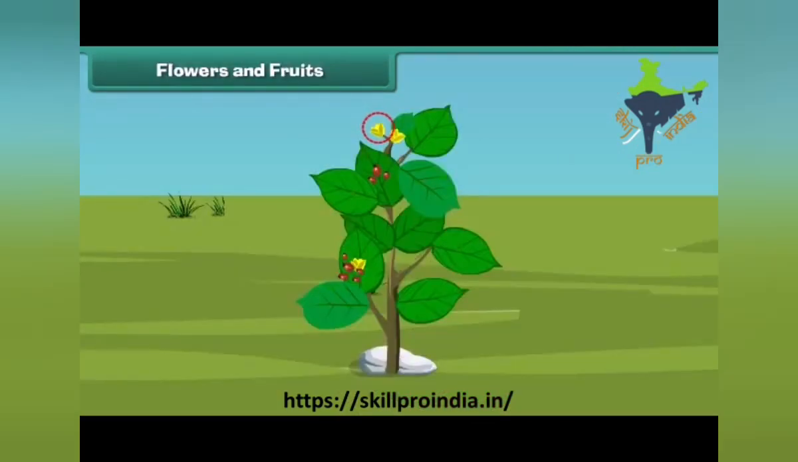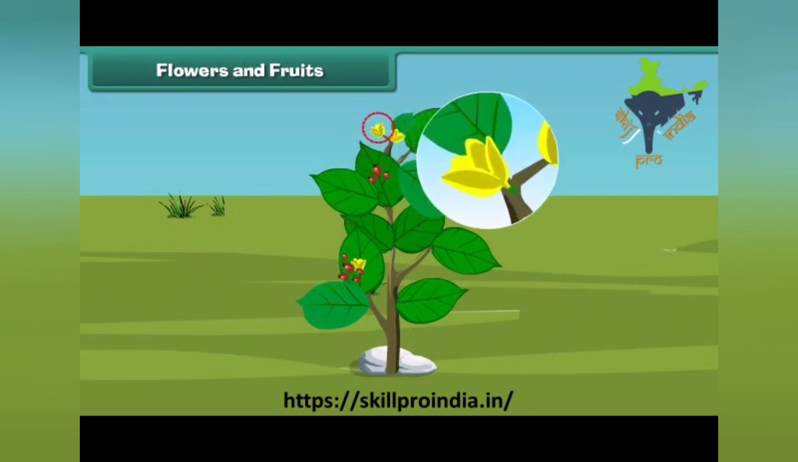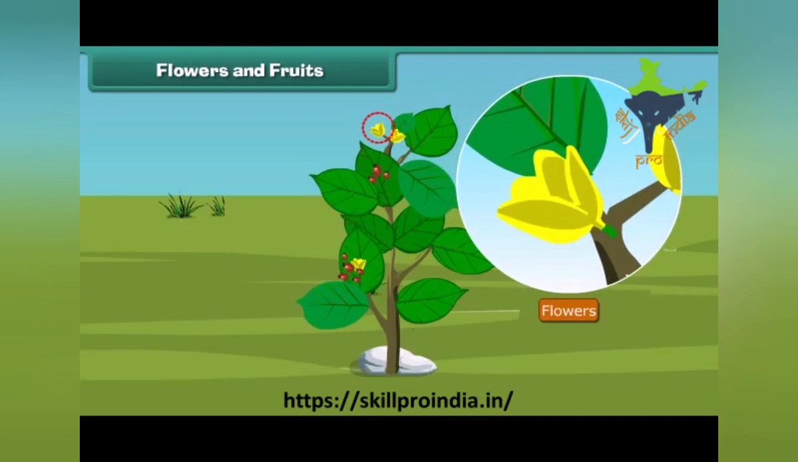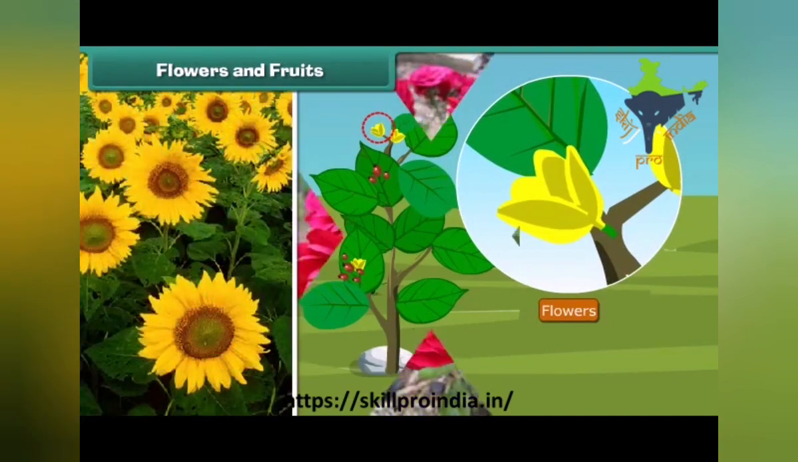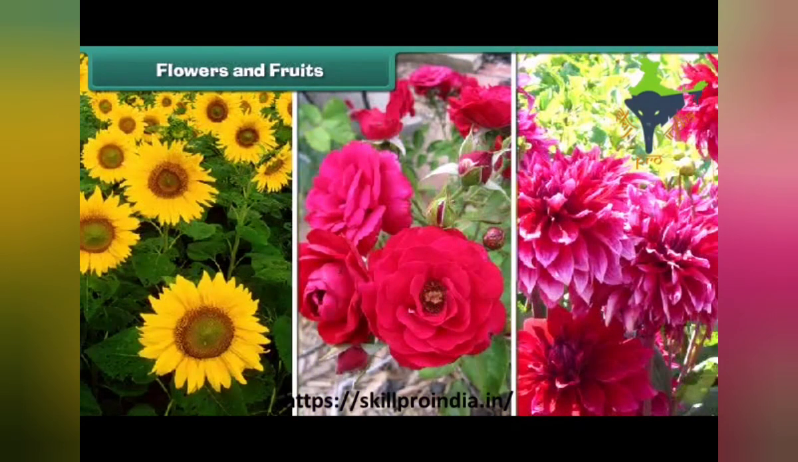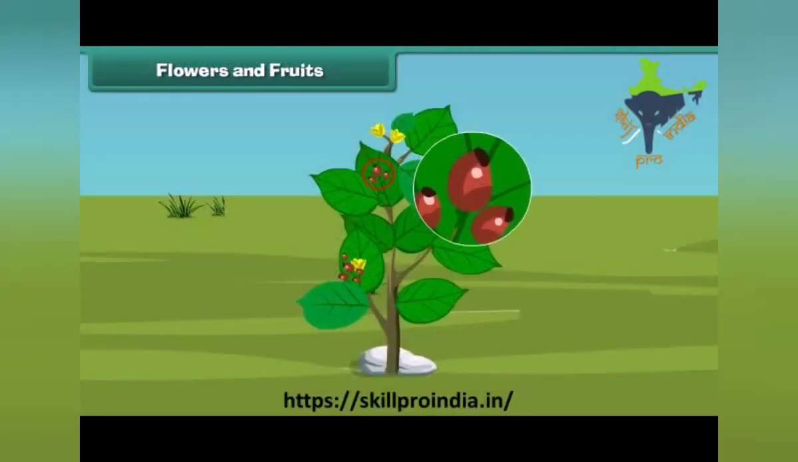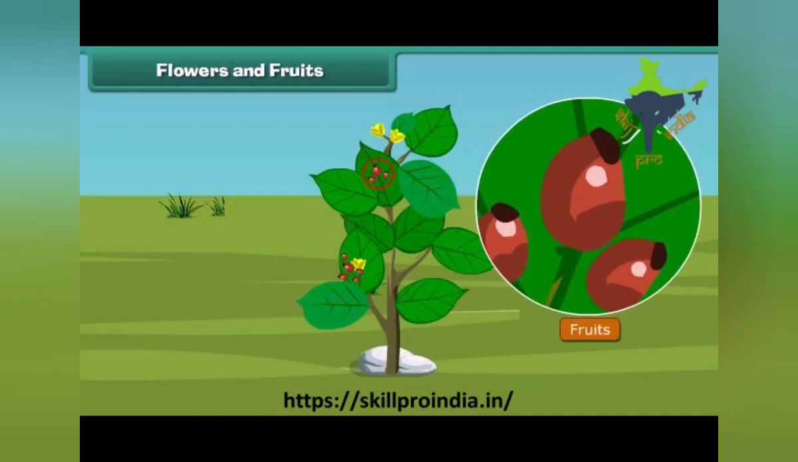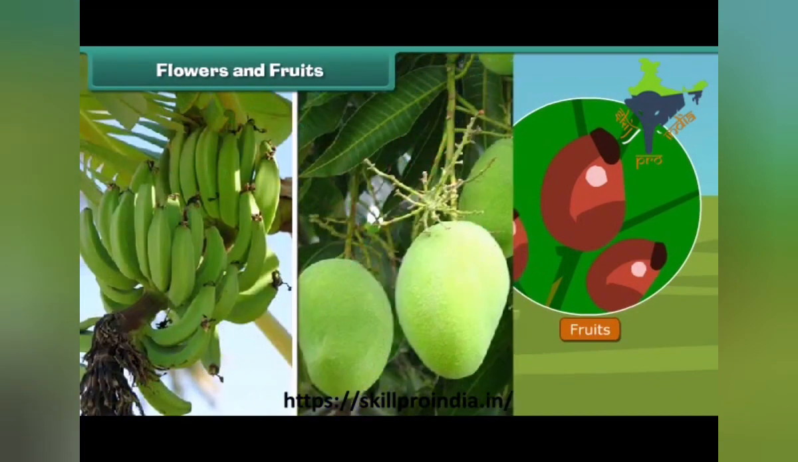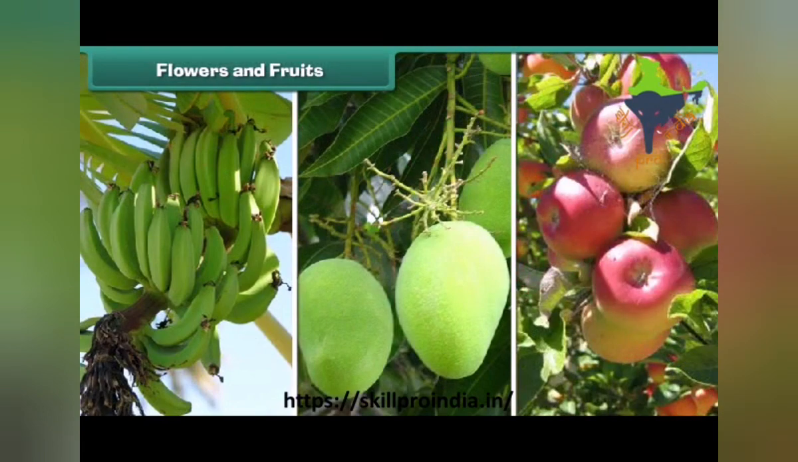Friends, now let's know about the most attractive and most beautiful part of the plant. Yes, that is the flower. Flowers are of different colors and types like sunflower, rose, and dahlia, and so on. I know that most of you also like fruits. Fruit is the juicy part of the plant. Fruits come in different shapes, sizes, and colors like banana, mango, apple, and oranges.